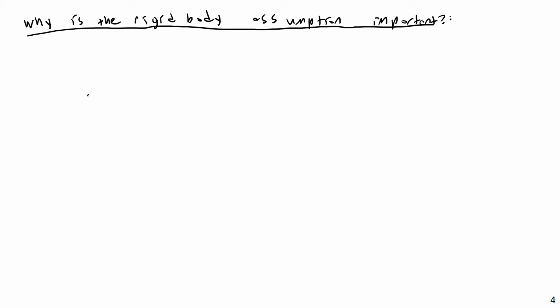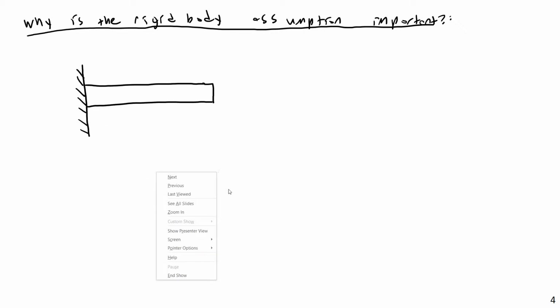Let's say I have an object, and we haven't talked about this too much. Actually, let me just do a very simple object and keep things relatively simple right now. Let's say I have a beam, just jutting out of this wall here. Later we'll learn this is called a fixed support, but you don't have to worry about that right now.